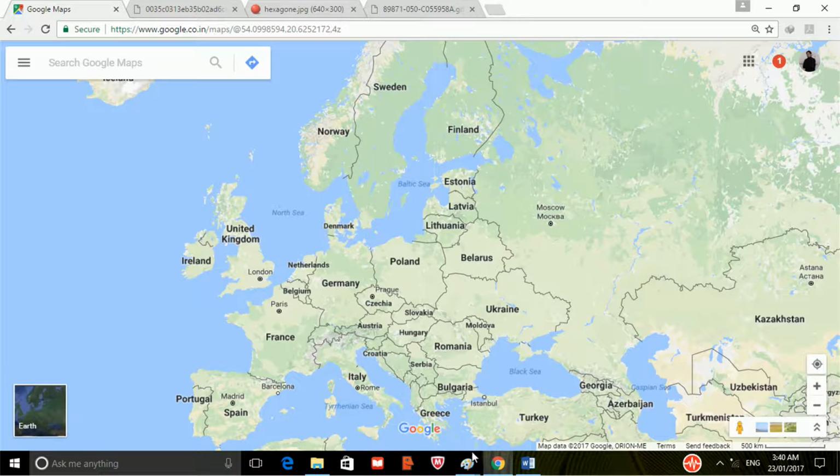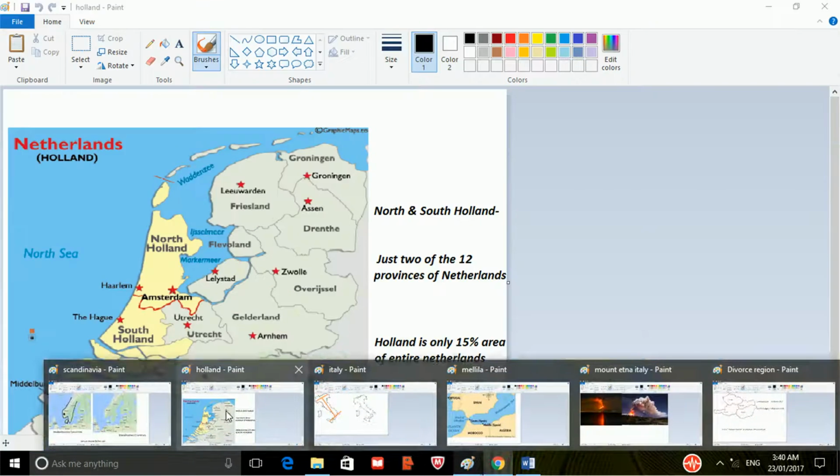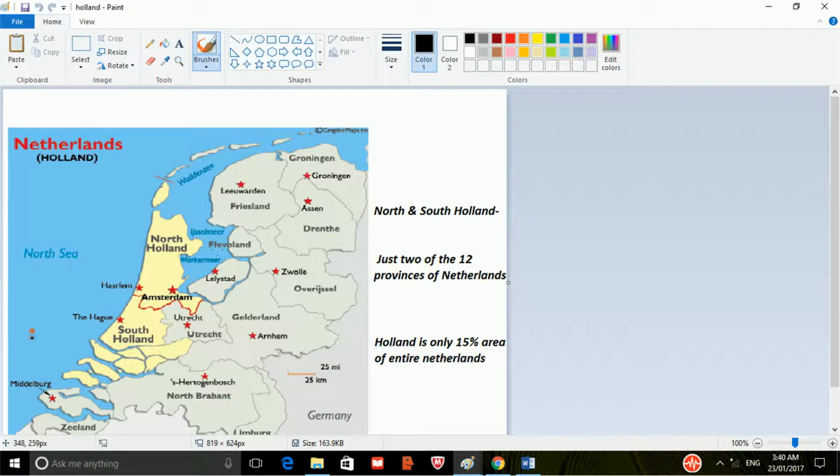Alright, quick fact about Netherlands is that many people call it Holland, but that's incorrect. Holland used to be a separate country, but it joined the Kingdom of Netherlands, and now you see it's just 2 of the 12 provinces of Netherlands. Also, the area of Holland is only 15% of the entire Netherlands. So next time you hear Holland, you know that that's not Netherlands.